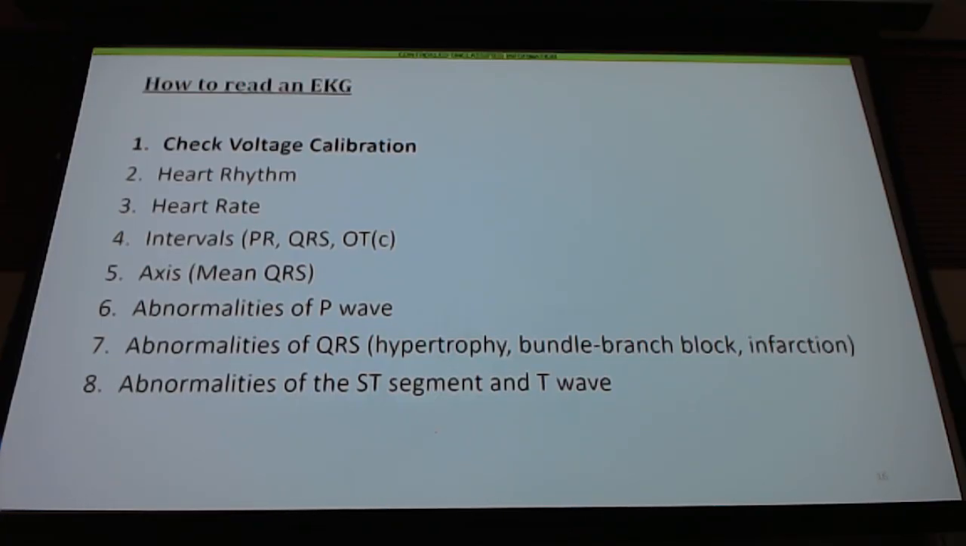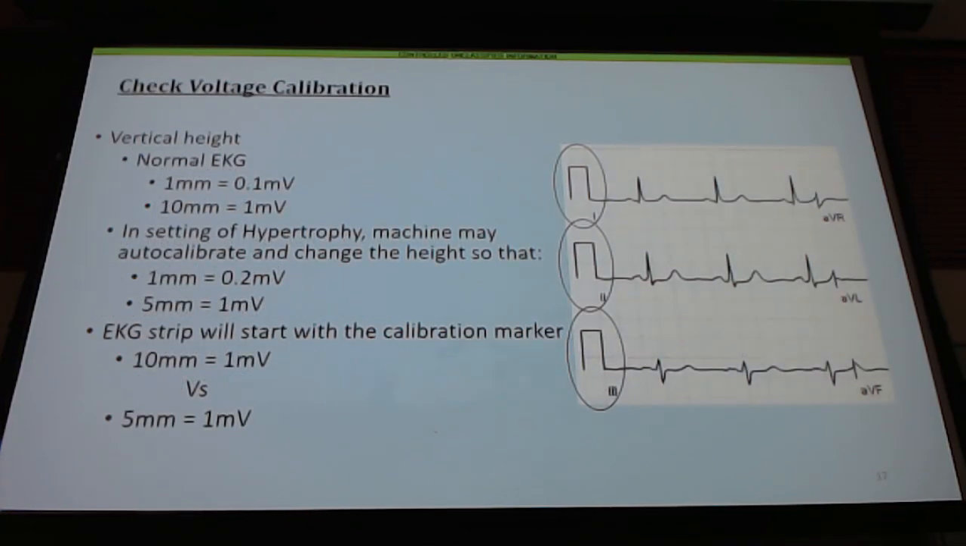But one of the things that I liked about how our textbook wanted you to read the EKG is the first step is actually to check your calibration. This was something I never learned about looking at when I was learning EKGs using the Dubin approach. So checking your voltage, what does that mean?